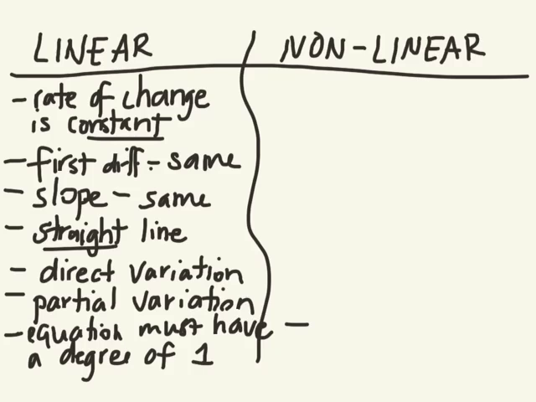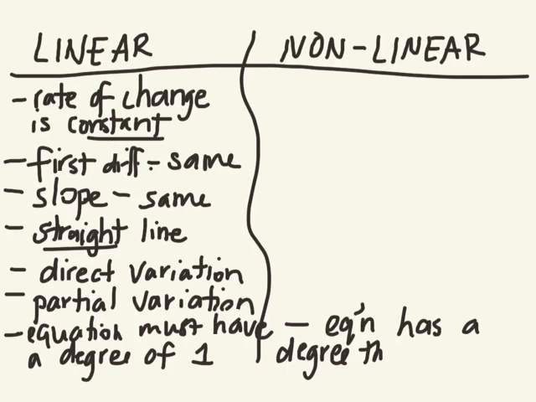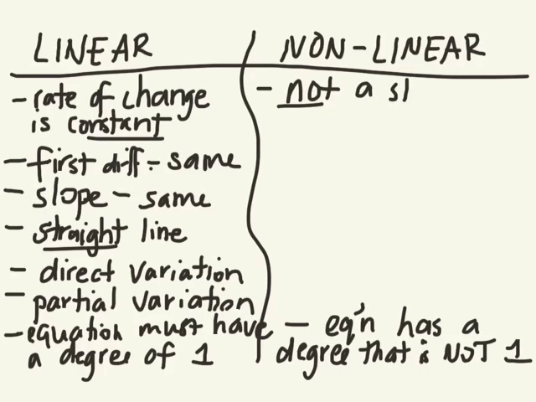Okay, so let's write the opposite now for nonlinear. Equation has a degree that is not 1. If it's not 1, it cannot be linear. It's nonlinear. Main point, not a straight line, okay? Anything that when you graph it does not form a straight line is just a nonlinear relation.